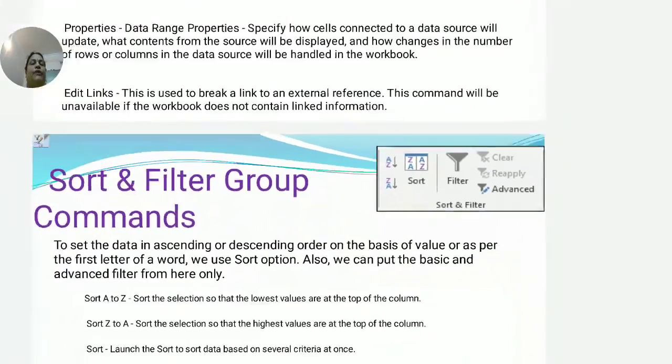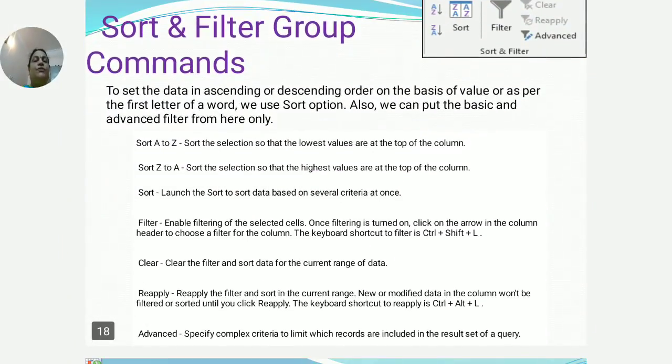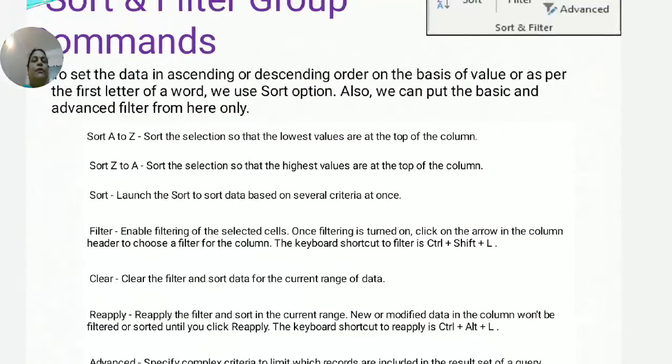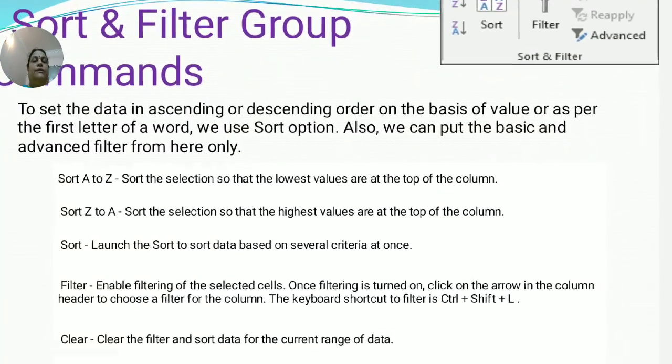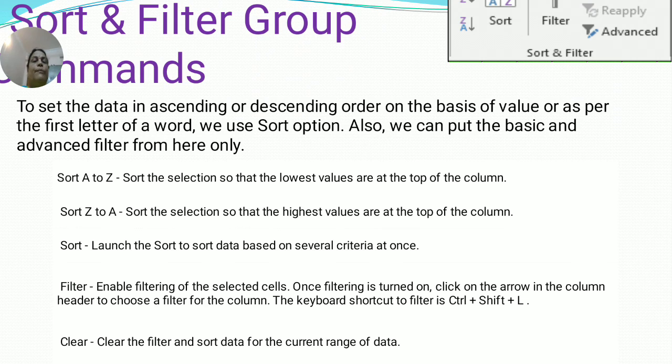Now let us see the functions or applications of each command. That is Sort A to Z. That is sorting of the selection. Sorting means arranging the numbers in ascending or descending order, and arranging the text in ascending or descending. That is A to Z, Z to A. Arranging the numbers in ascending or descending means 1 to 10, 10 to 1.